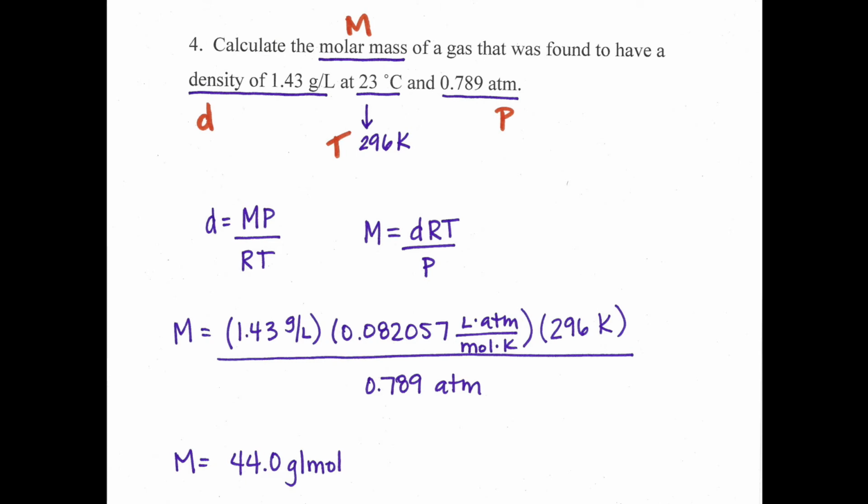So the equation as we derived it was that our density is equal to molar mass times pressure divided by RT. So in order to use that equation in this problem, we need to rearrange the variables and solve for the molar mass. When we do that, we find that our molar mass is equal to dRT over P. As I plug all of my information into the problem, I solve and get a molar mass of 44.0 grams per mole.